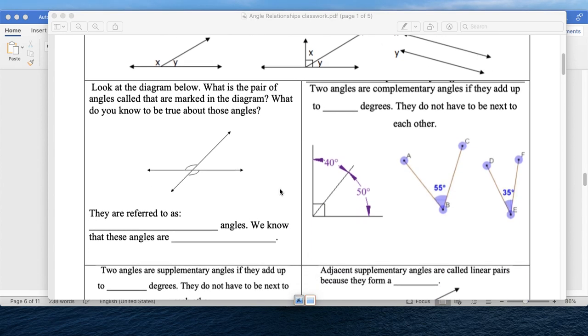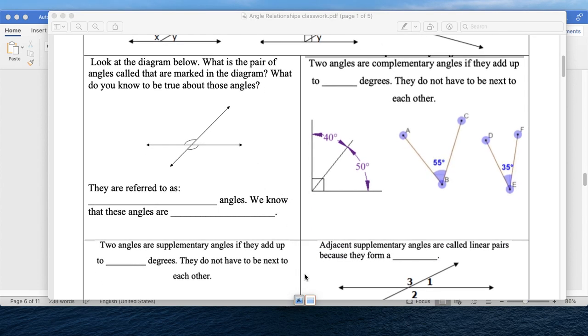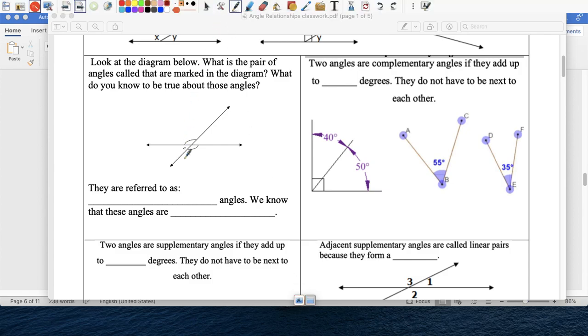Look at the diagram below. What is a pair of angles that are marked in the diagram? Well, the two angles marked in the diagram, I refer to them as vertical angles. We know that these angles are congruent. They're equal to each other, right? So remember, when two lines intersect, one like this and the other like this, they create four angles. And opposite angles, these two are equal, and these two are equal.